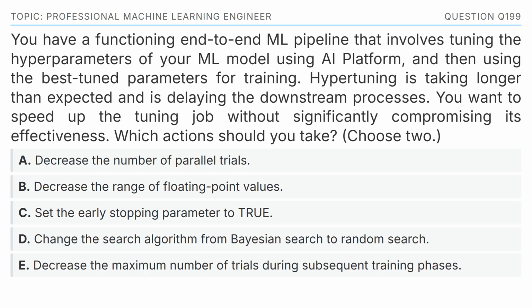Choose 2. The options are: Option A, decrease the number of parallel trials. Option B, decrease the range of floating point values. Option C, set the early stopping parameter to true. Option D, change the search algorithm from Bayesian search to random search. Option E, decrease the maximum number of trials during subsequent training phases.